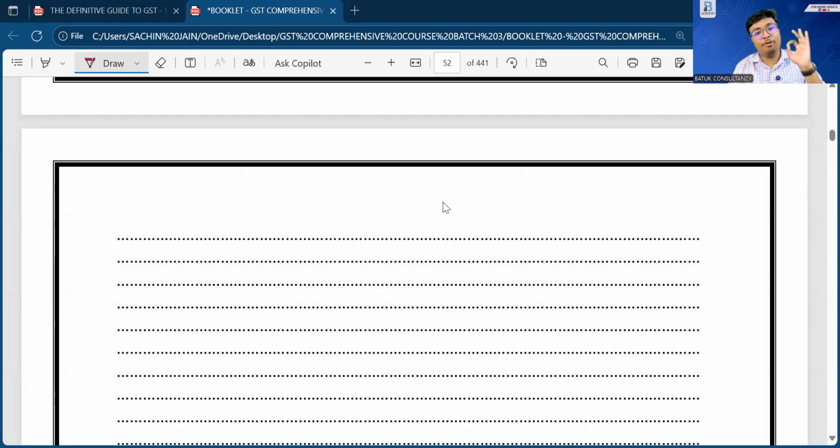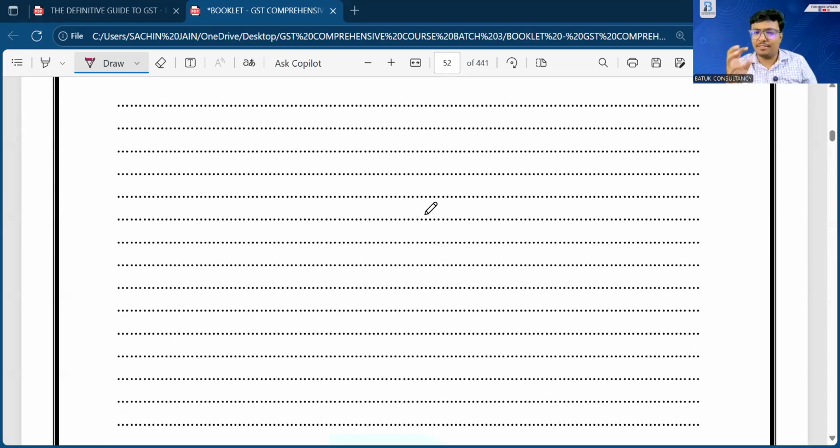Yes, sir. If the supplier has paid the taxes to the government, but you have not made the payment to the supplier within 180 days, ITC will not be allowed, because this is also a condition. Okay. Now I'm just covering the basic points of this input tax credit. Then after we'll directly link it with this section. Okay.